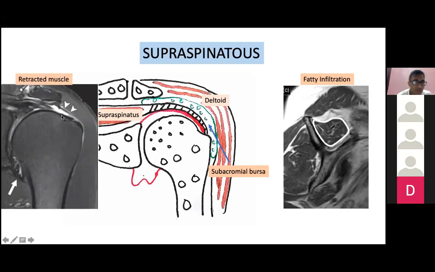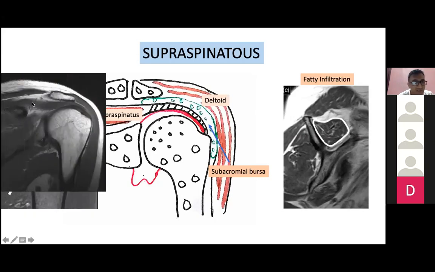And another important factor here is this is the retracted muscle, and we measure the retracted supraspinatus muscle in MRI. We can measure it well. We take the distance from this point. This is the greater tuberosity, and this is the retracted portion. And the more the retraction, the poorer the prognosis. This is another important factor to consider in the supraspinatus muscle.